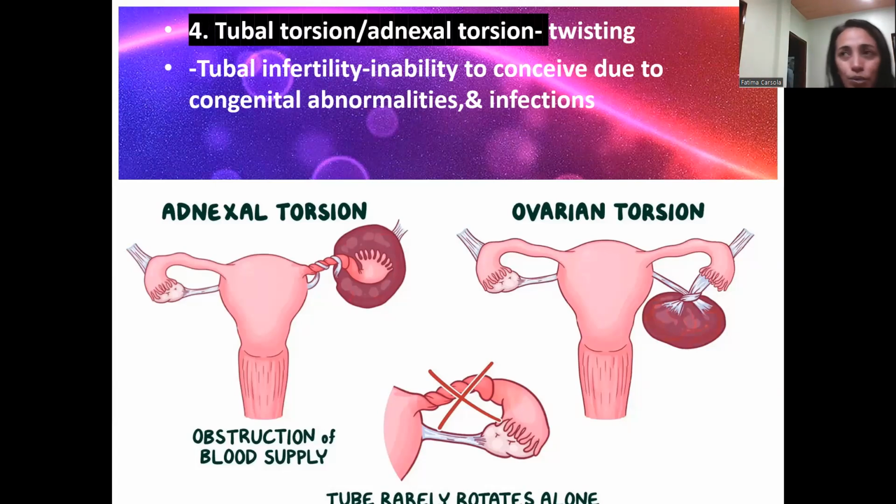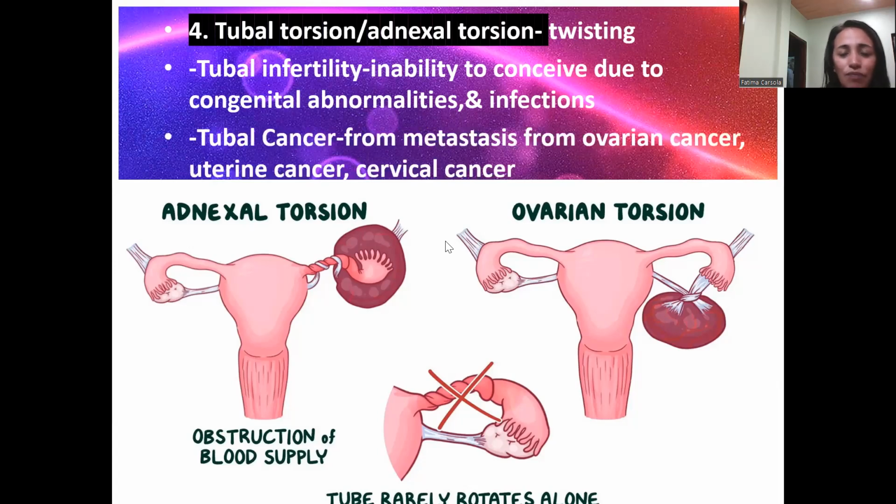So, what they would do here is to inspect the possibility or the reason of the infertility or the subfertility. Again, the new term for infertility is your subfertility. Tubal cancer arises from other cancers like your ovaries, uterine cancer, and cervical cancer.